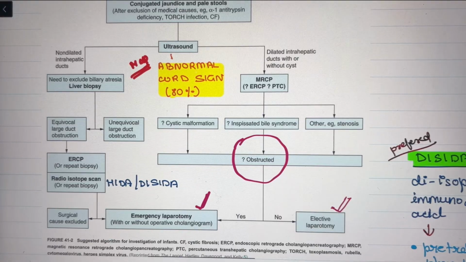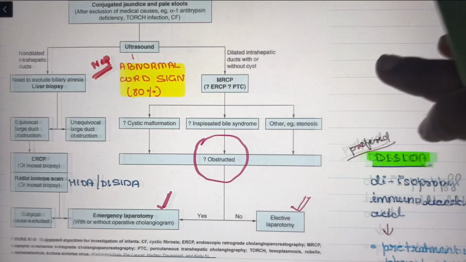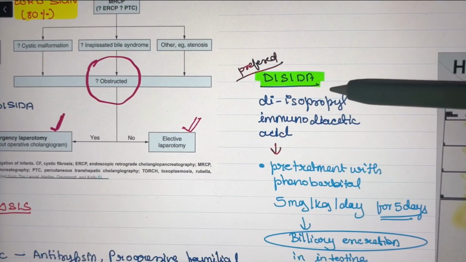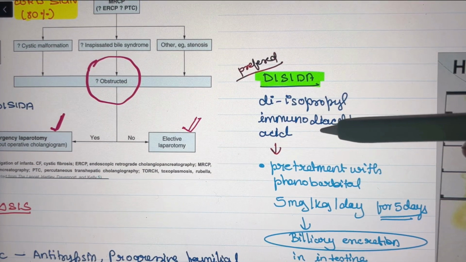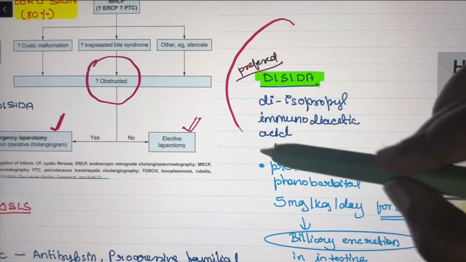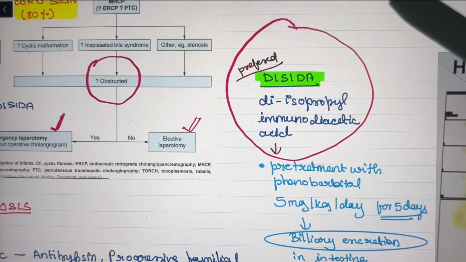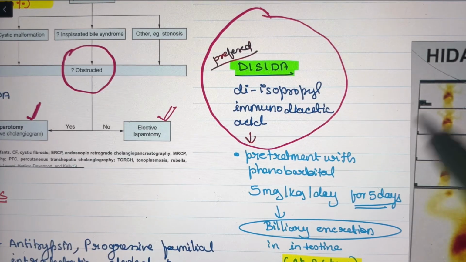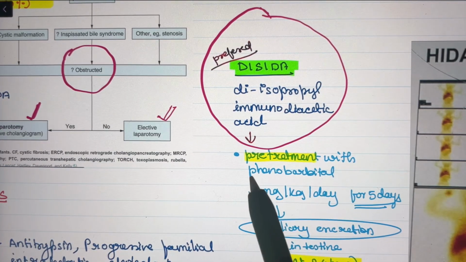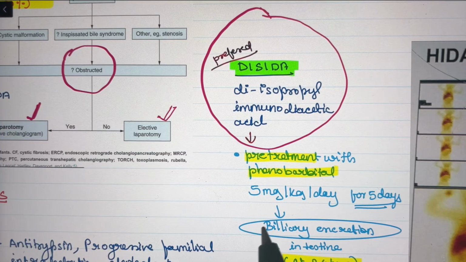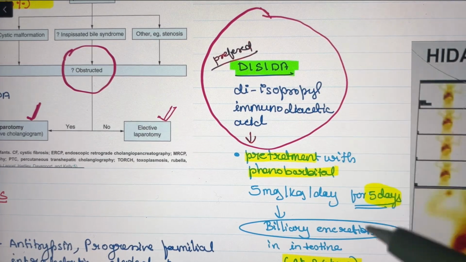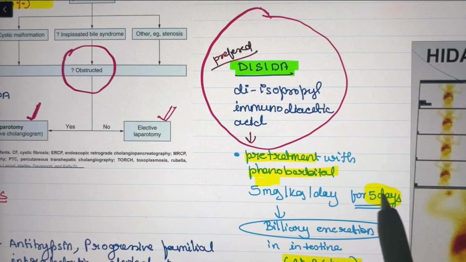If we do the liver biopsy and we have an equivocal large duct, then we can do ERCP, or we can do a radioisotope scan via the HIDA scan or DISIDA scan. What is DISIDA? DISIDA is diisopropyl iminodiacetic acid. This is how it is used. First, before this test, the neonate pre-treatment is done with phenobarbital. Phenobarbital is given at 5 mg per kg per day for 5 days. Why is phenobarbital given? Because phenobarbital increases the biliary excretion. Therefore, phenobarbital is given for 5 days.